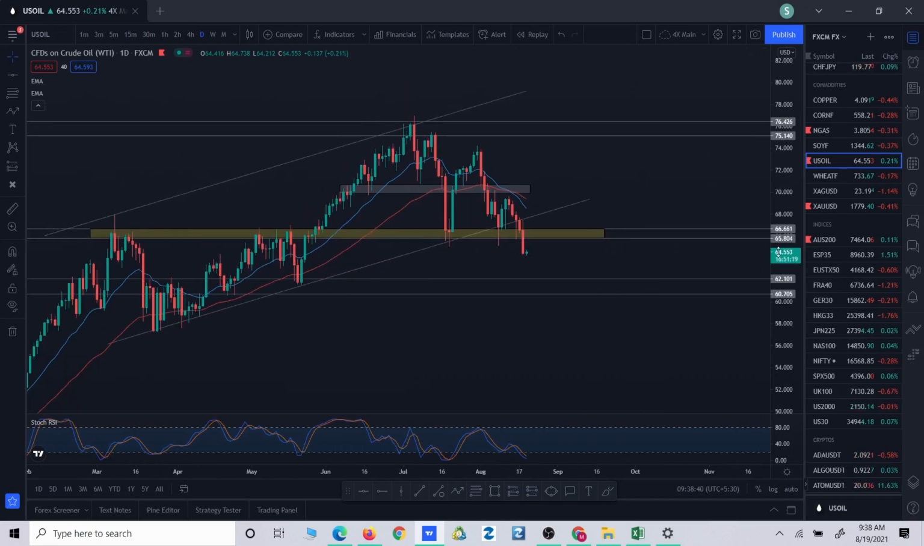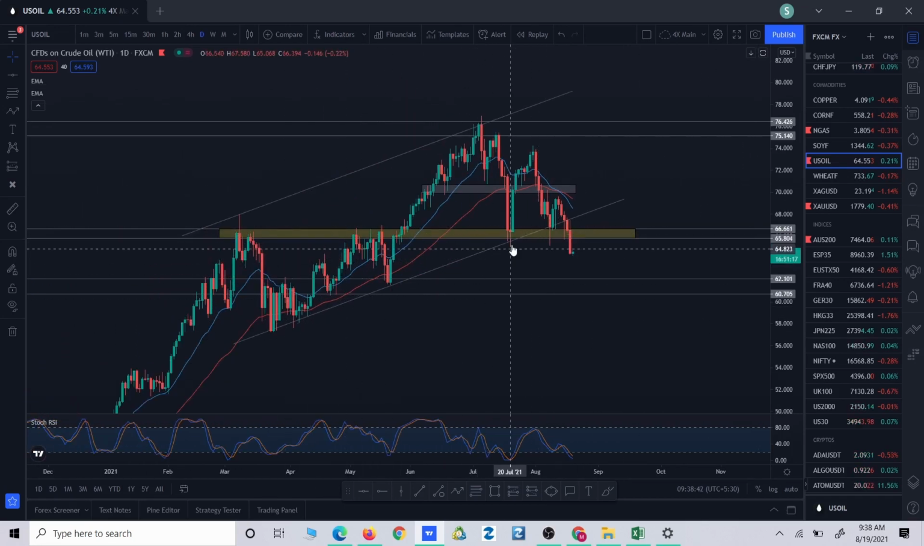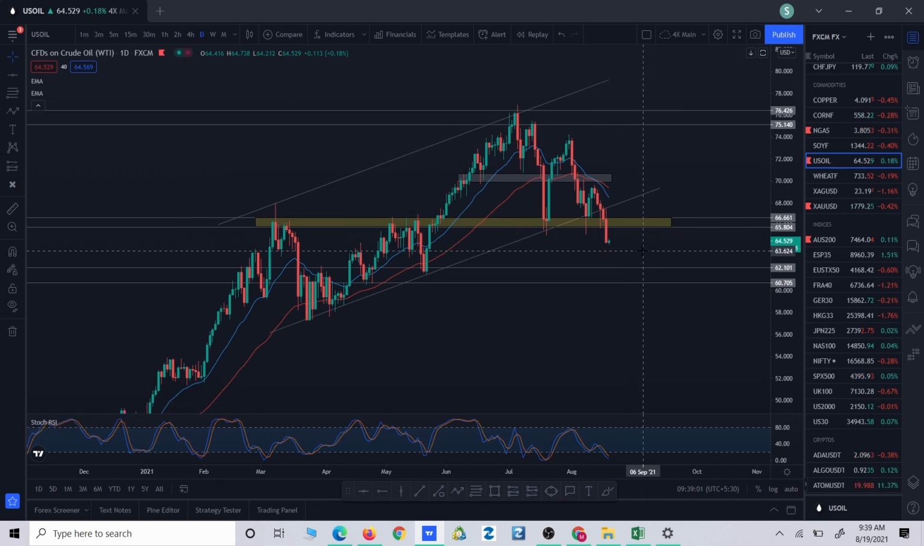Also, the price broke out of this up channel. As we can see, the price was in this channel for a while and made several bounces, but now the price has already broken out of this up channel, which shows it's moving into a downtrend.